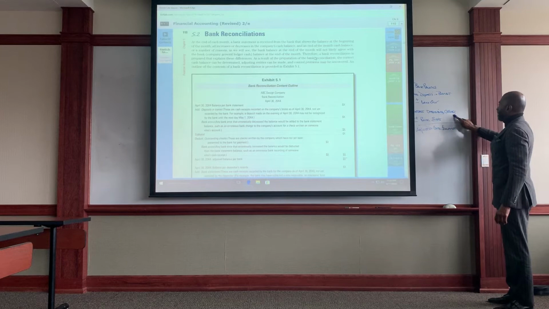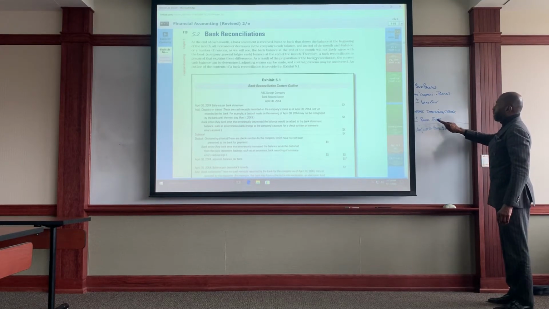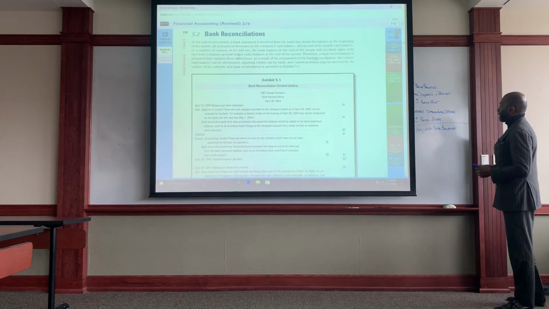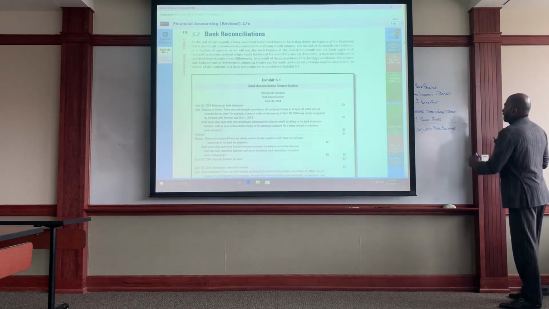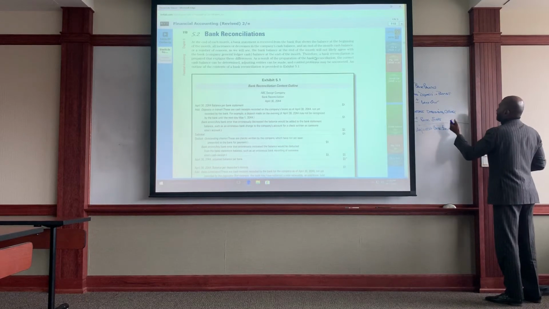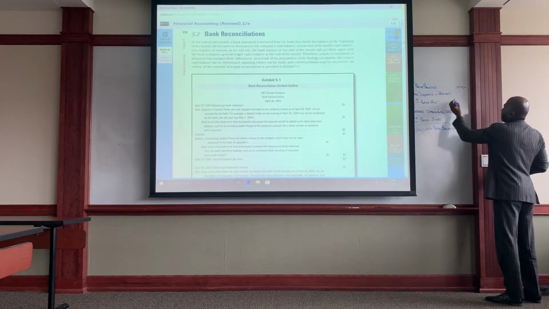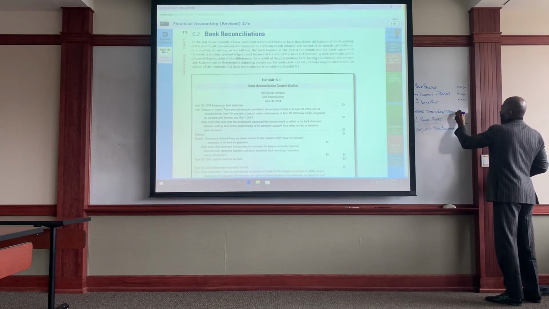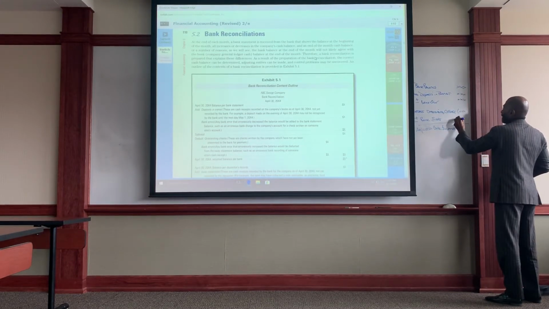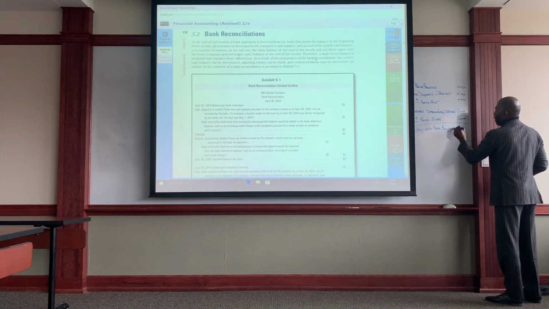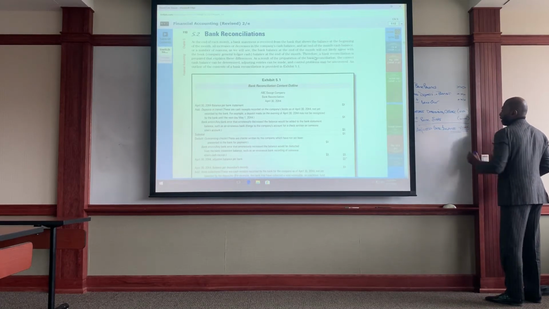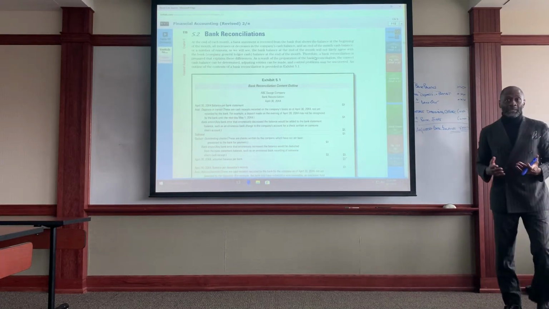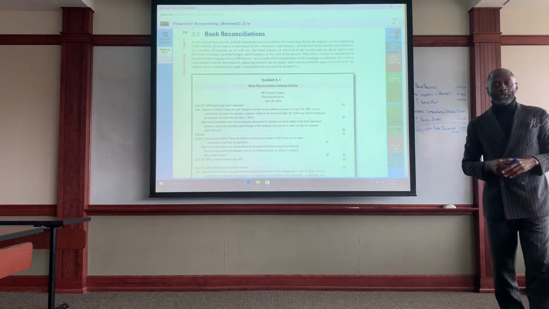These are checks that you wrote to vendors that haven't been presented to the bank yet, plus or minus any check-related errors. These items, beginning bank balance, plus or minus any deposits in transit, and any bank errors. Then you subtract out outstanding checks, and plus or minus any errors will help you to arrive at what's called your adjusted bank balance. Now you have half of the calculation done.